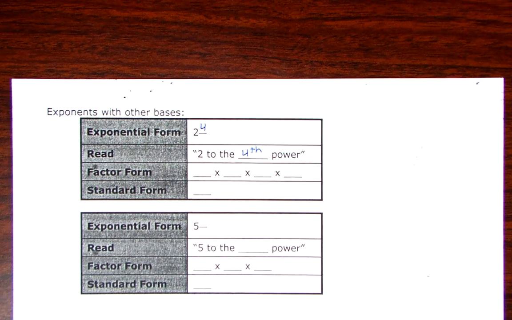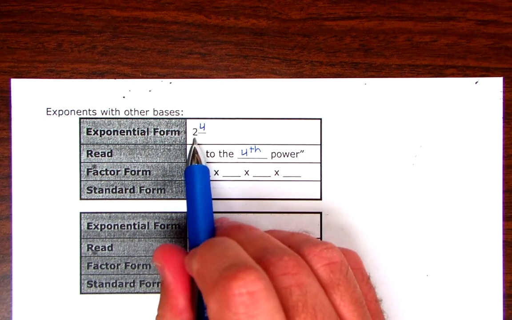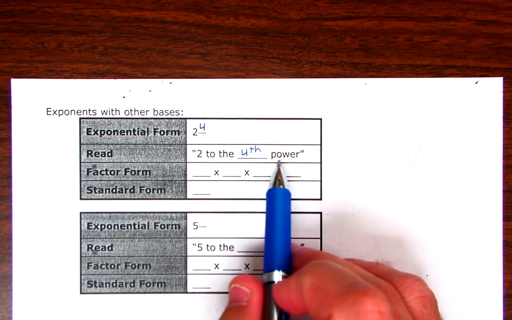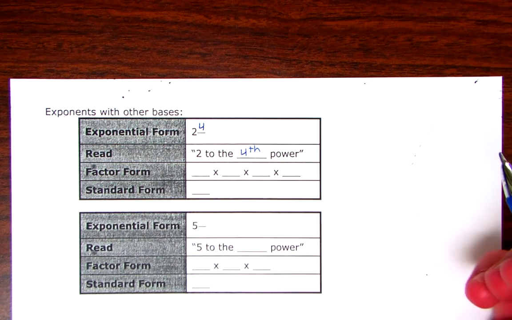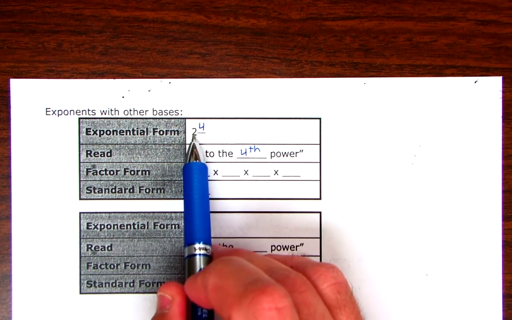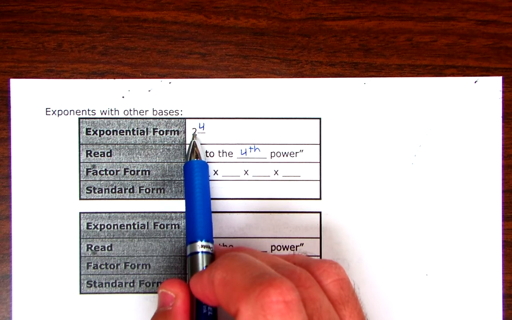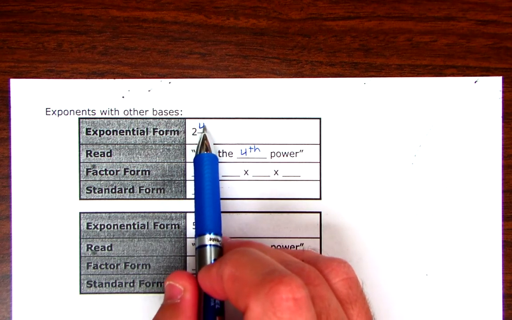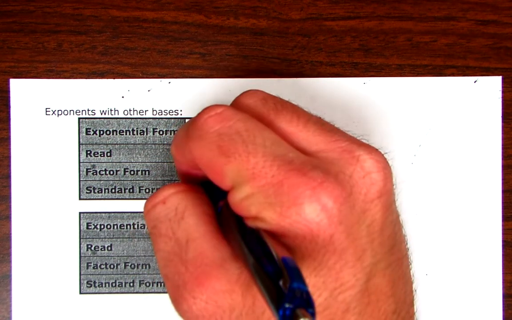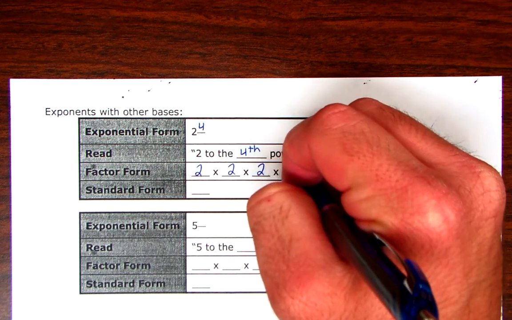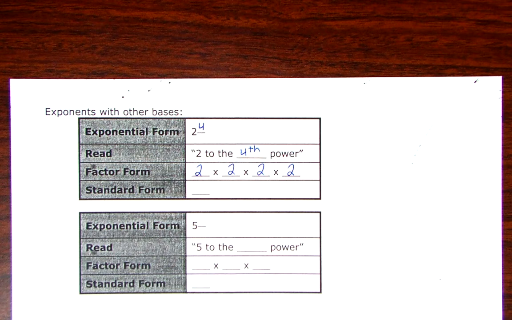Let's start this again. 2 to the 4th power. You read it as 2 to the 4th power. What is your base? Your base is right here. It's the 2. How many 2s should I have? I should have 4 of them. So 2 times 2 times 2 times 2. There's your factored form.